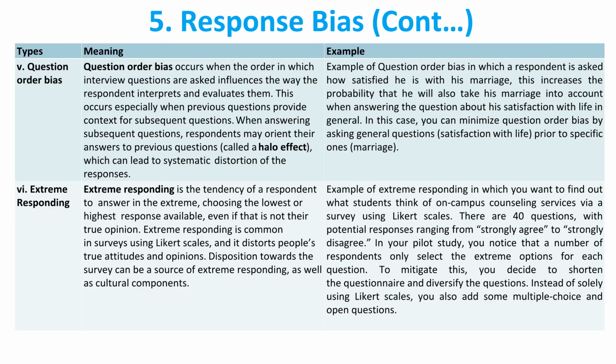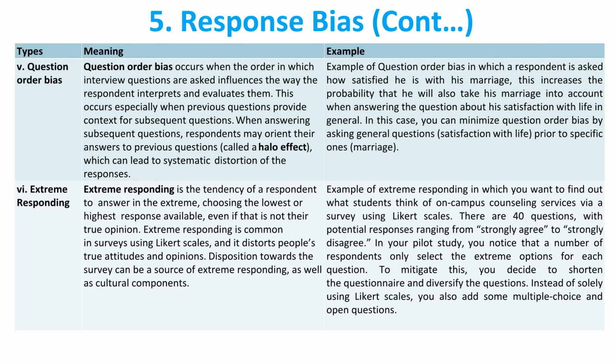Example of question order bias in which a respondent is asked how satisfied he is with his marriage. This increases the probability that he will also take his marriage into account when answering the question about his satisfaction with life in general. In this case, you can minimize question order bias by asking general questions, satisfaction with life, prior to specific ones, marriage.